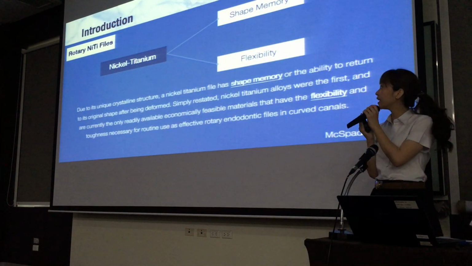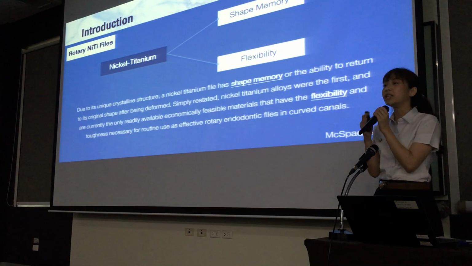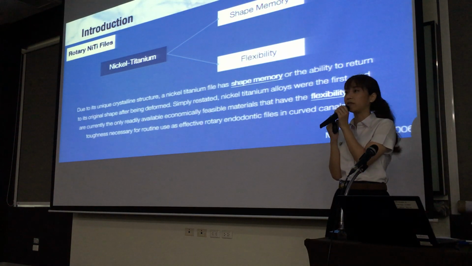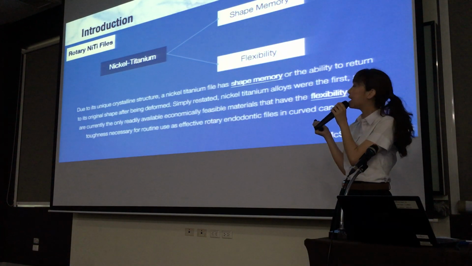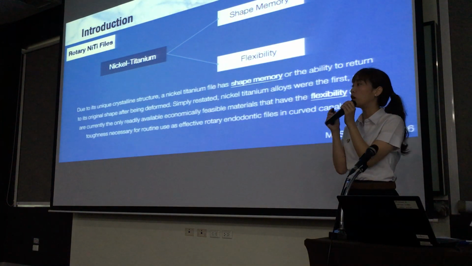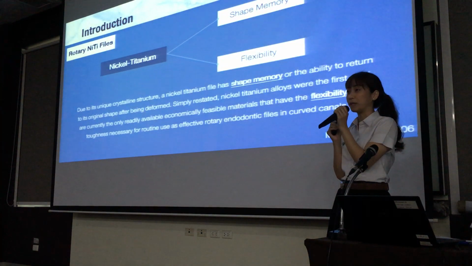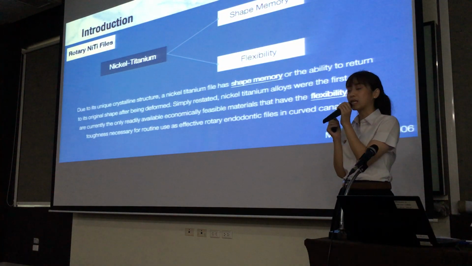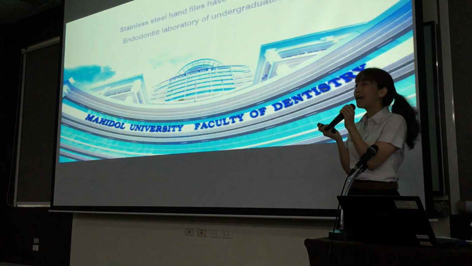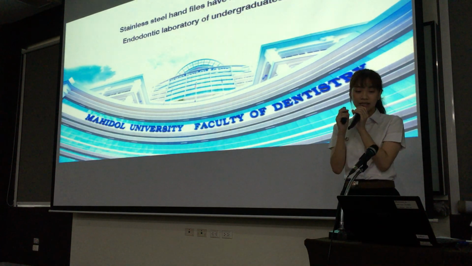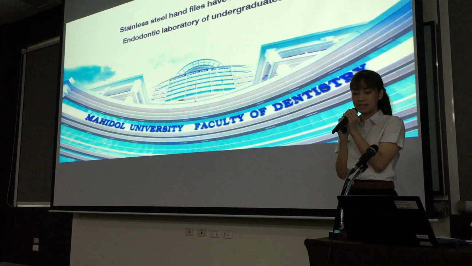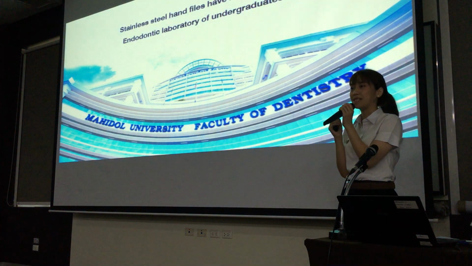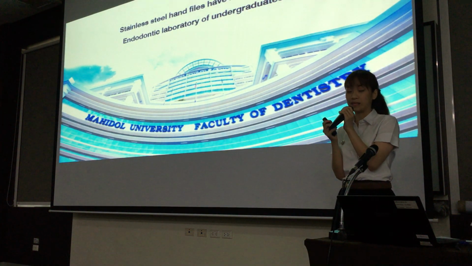According to the shortcomings of the stainless steel hand file, the rotary nickel-titanium file was then developed. This file has a shape memory effect and high flexibility to curve along the root canal during root canal preparation, which leads to fewer complications. However, although the rotary nickel-titanium is widely used in endodontic treatment, we still teach undergraduate students to use the stainless steel hand file.